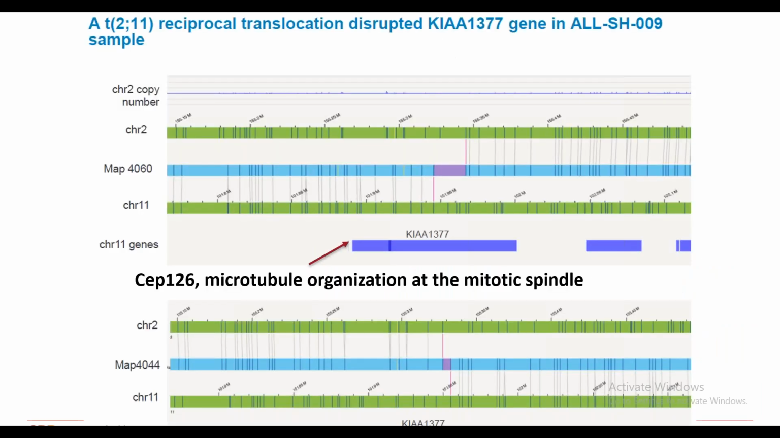And this here is just, again, the zoomed-in version of what this translocation is. It's in the imaginatively titled KIAA1377 gene. And you can see it's tracking along chromosome 11, deletion, and then tracks chromosome 2. And the bottom panel is just the same from the opposite direction. And this gene encodes a protein called CEP186, which is involved in microtubule organization, which again could be very relevant for the disease.